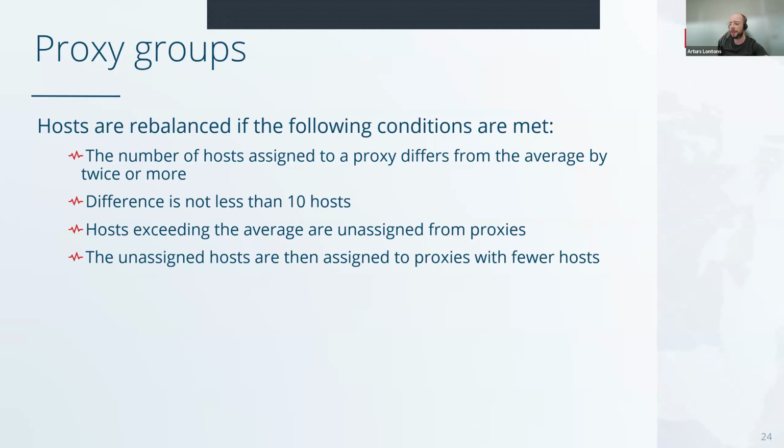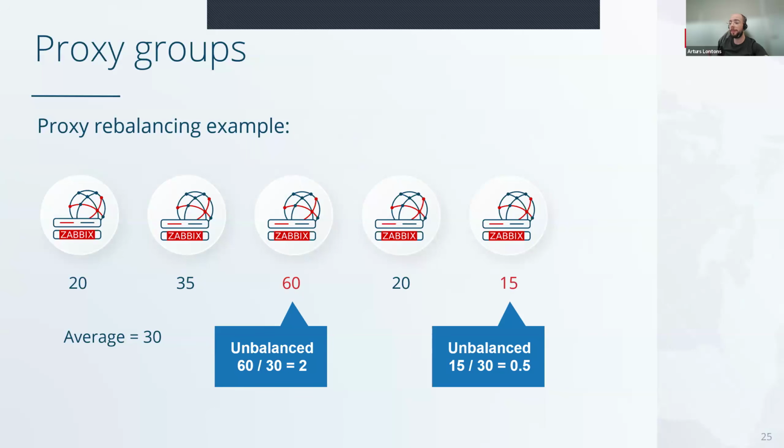Only when this logic is in place, only then hosts are reassigned. And here we have an example. So we have 5 proxies with a number of hosts on them. The average number of hosts per proxy is 30. And based on the logic that I provided in the previous slide, we can see we have 2 unbalanced proxies.